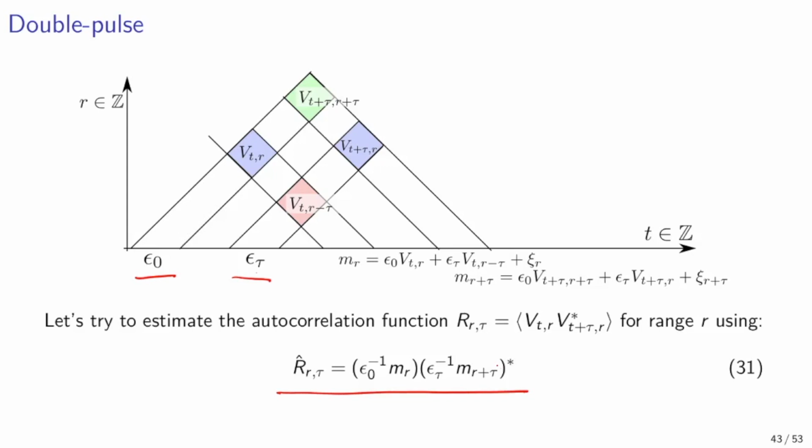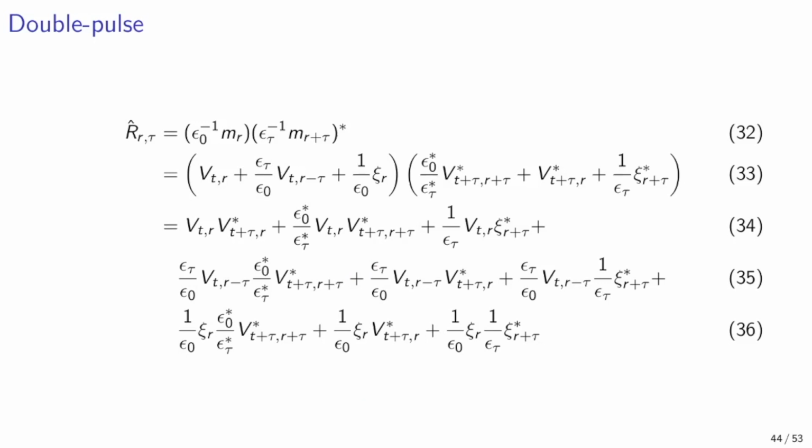If we want to estimate the autocorrelation function for range R, we use the received signal m at time r and r plus tau. The received signal at time r is divided by the complex amplitude of the transmitted signal at time 0. And the received signal at time r plus tau is divided by the transmitted signal at time tau. This has the effect of undoing the transmit signal at range R. We then multiply these two received complex voltages with one another to form an estimate of the autocorrelation function at range R and lag tau. If we expand the product of the two received voltages, we get a lot of terms, 9 terms in total.